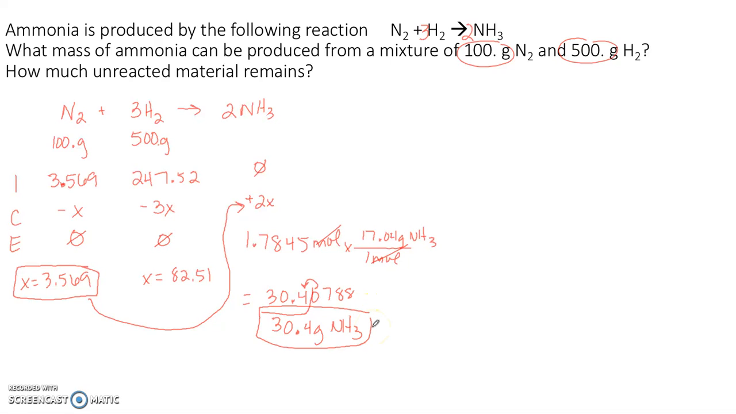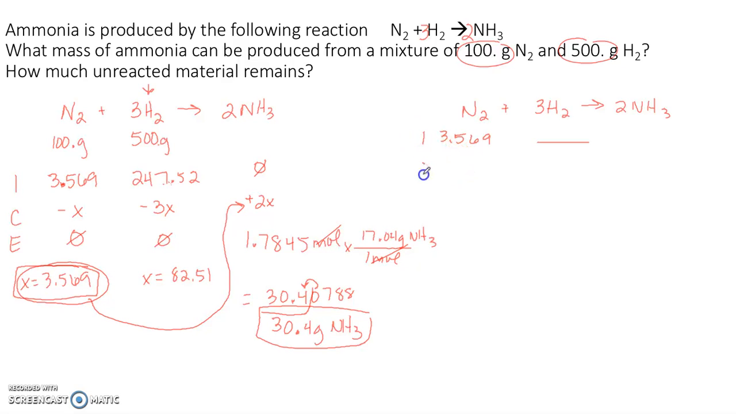Okay. For the second one, it says how much unreacted material remains. So now we want to look at how much of the excess reactant is left over if we've used this much. Okay, so what I would do here is I would just go on ahead and say, I know that this is my limiting reactant. I know I'm going to use all of this, so I'm going to use this to figure out how much of this would actually react. Okay, so let me set this up again so that you can see it clearly. Okay, I know that I'm going to use 3.569 moles here. I don't know how much I'm going to use here, but that's what I want to know.